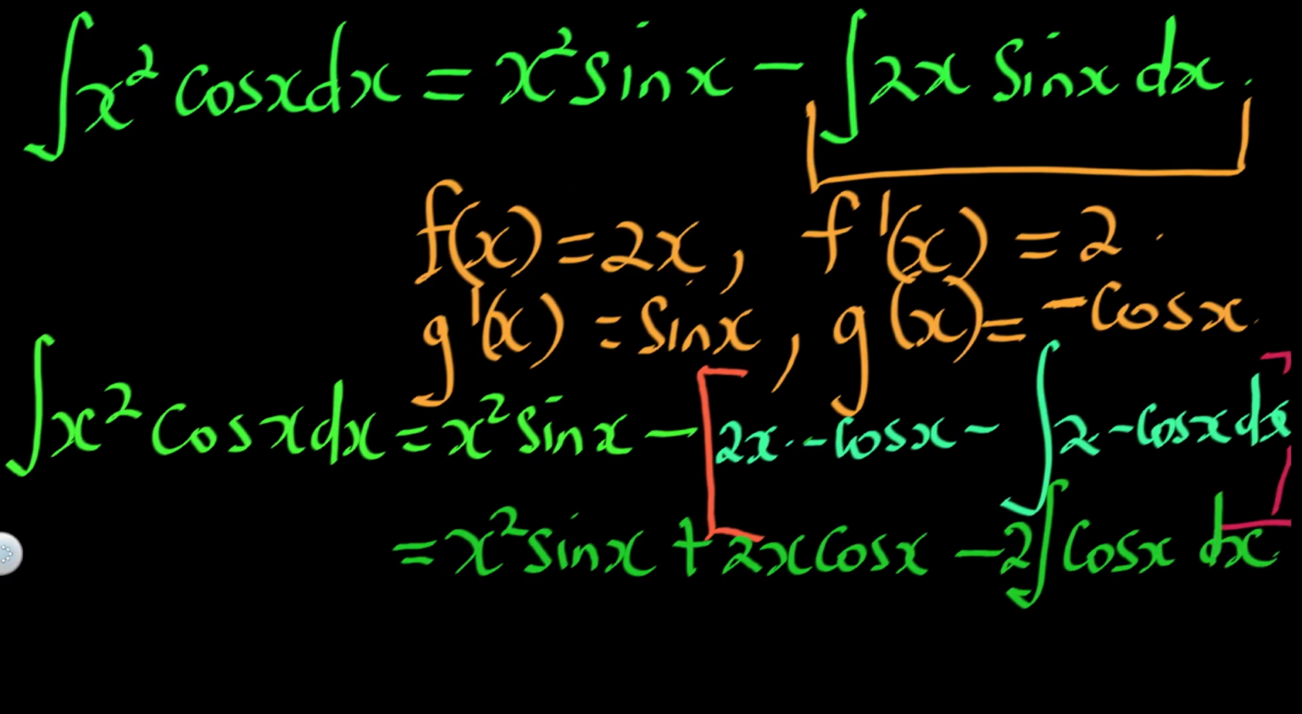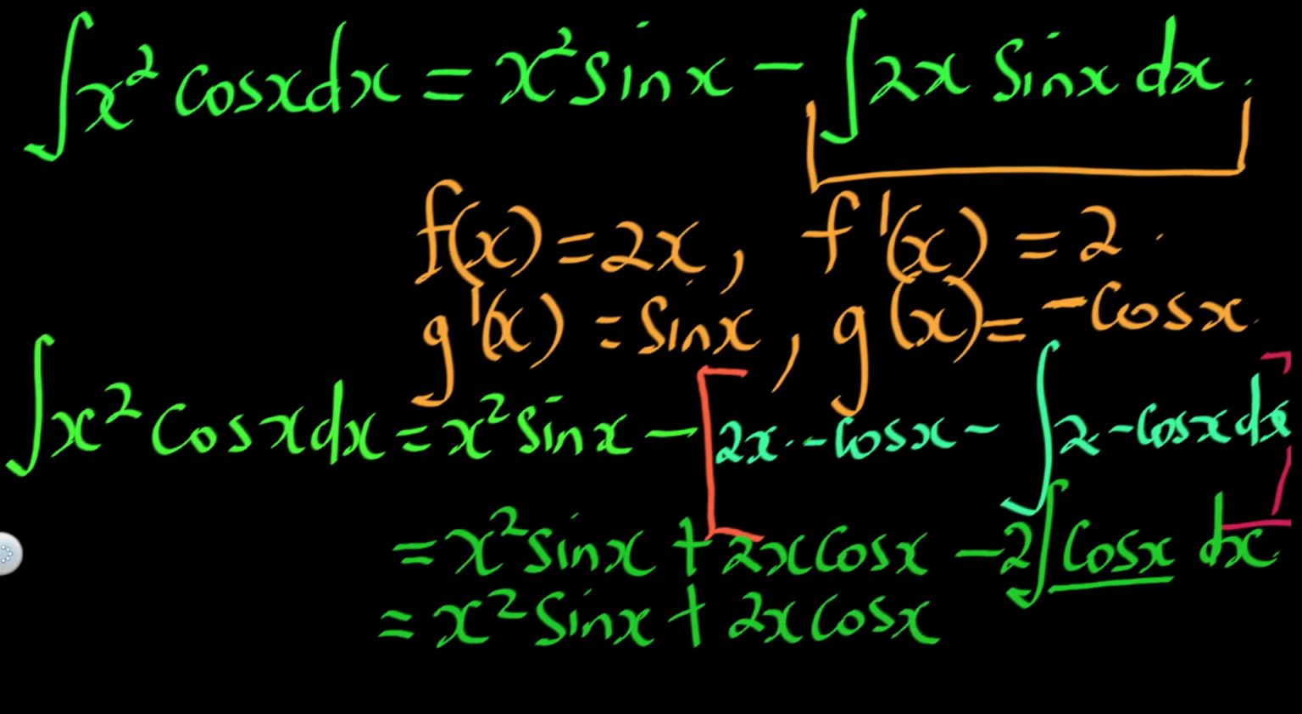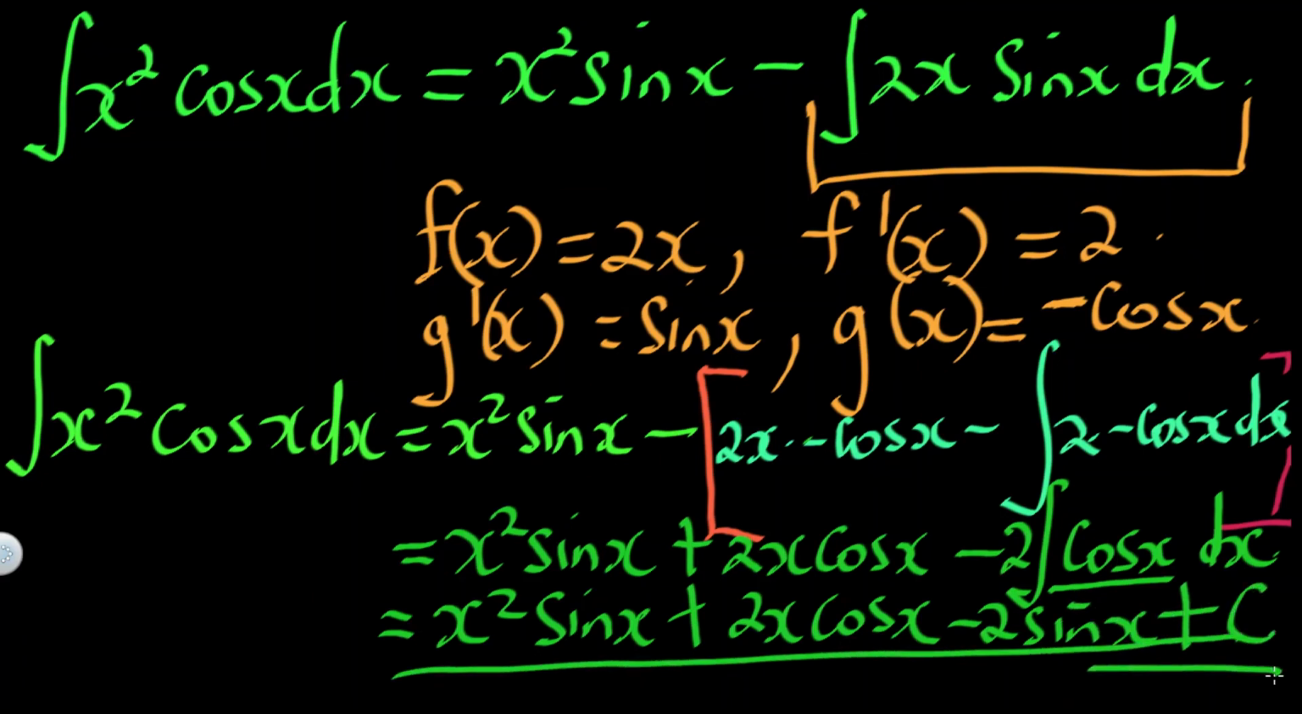Now, what we have here on the integral side, this integration here, is straightforward. We can integrate cos x, so we no longer have any problem. We can finish. Our answer is x squared sine x plus 2x cos x. If we integrate cos x, our answer is sine x. So this becomes minus 2 sine x plus c. This is our final answer.